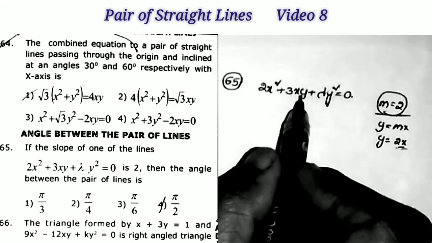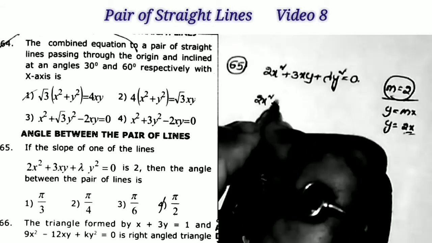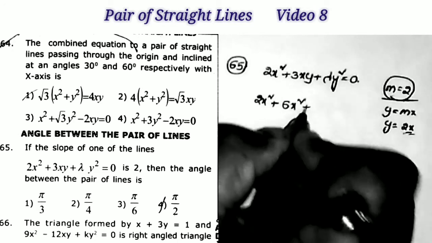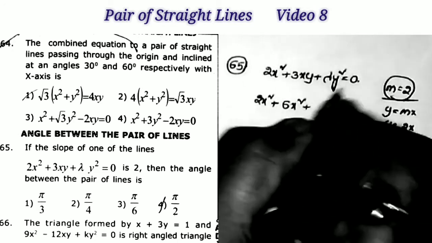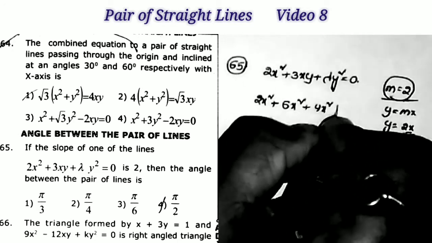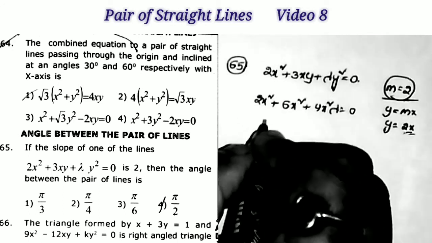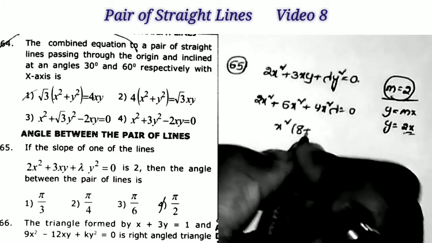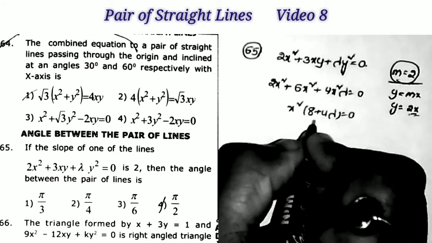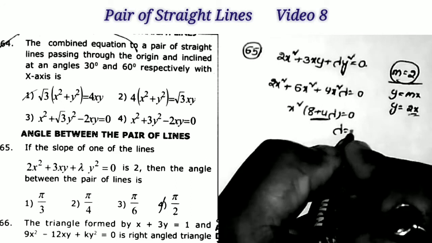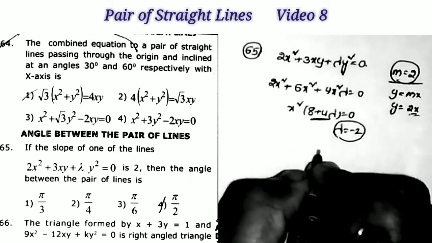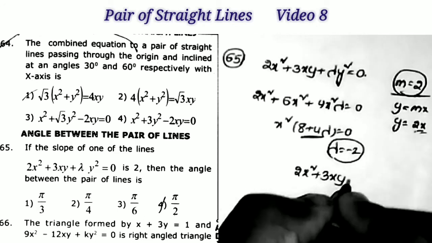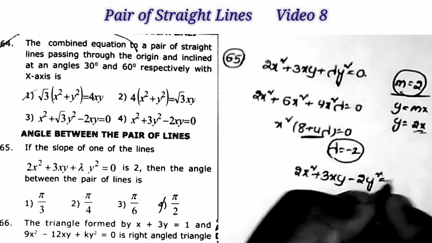Now replacing y is equal to 2x in the given equation, that is 2x square plus 3x into 2x, 6x square, plus lambda into y square, that is 4x square into lambda is equal to 0. Okay, that is x square into 8 plus 4 lambda is equal to 0. So 8 plus 4 lambda is equal to 0 means lambda is equal to minus 2. Lambda is equal to minus 2 means, then what is the equation? 2x square plus 3xy minus 2y square is equal to 0.